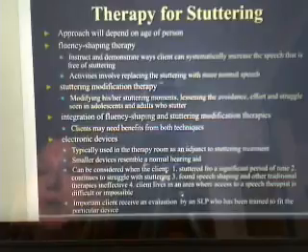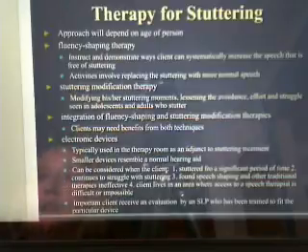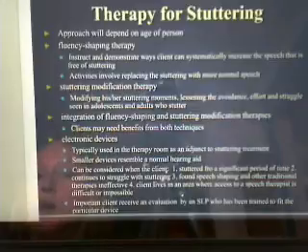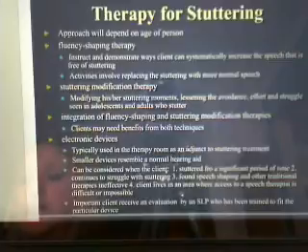With fluency shaping therapy, we're going to instruct and demonstrate ways the client can systematically increase the speech that is free of stuttering. So we're going to engage in lots of activities with the individual that promote a lot of fluent speech, okay? We're going to maximize those types of activities more than other activities, in situations where the individual is demonstrating a lot of disfluency.